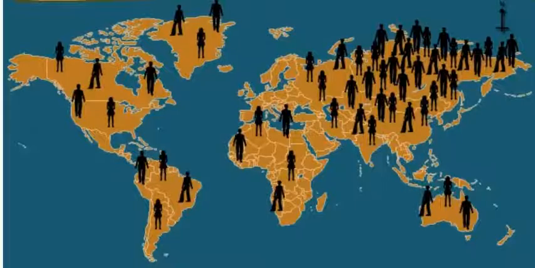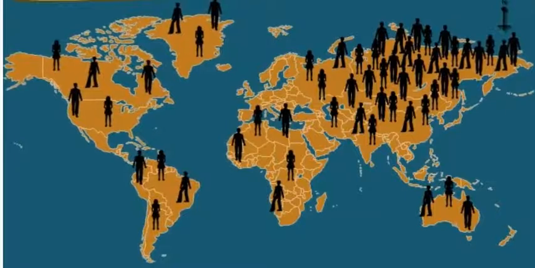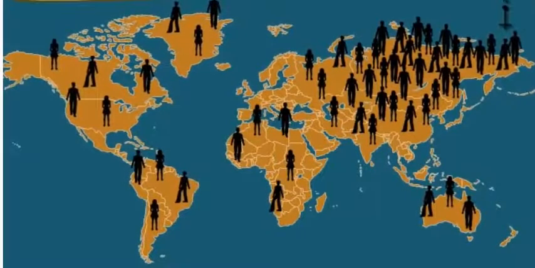Basically, population distribution is the pattern or arrangement of how people live in a particular area on the earth. Most of the world's population distribution is uneven.